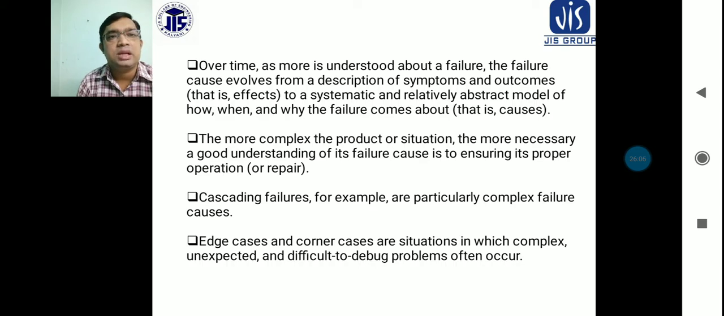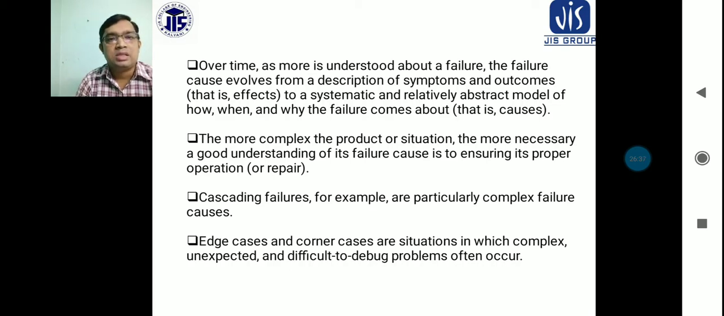Over time, as more is understood about the failures, the failure causes evolve from descriptions of symptoms and outcomes, that is effects, to a systematic and relatively abstract model of how, when, and why the failures come about, that is causes. The more complex the product or situation, the more necessary a good understanding of its failure causes is to ensure its proper operation or repair.